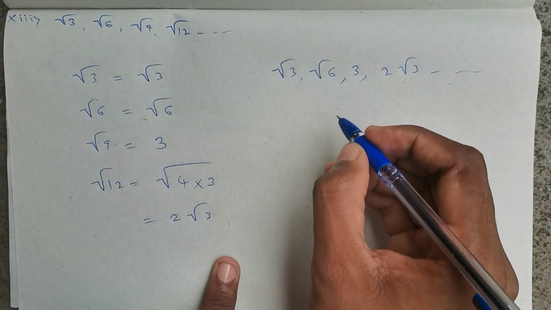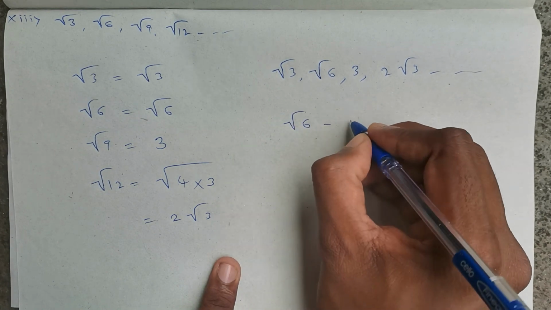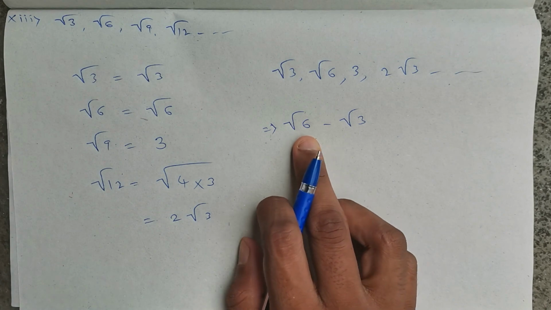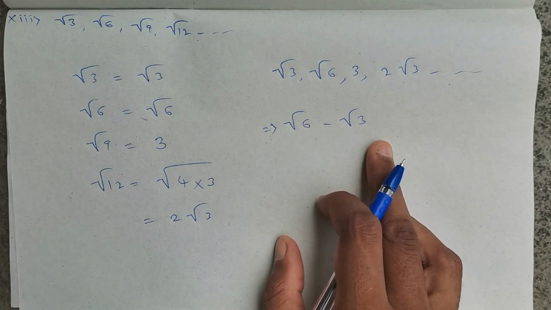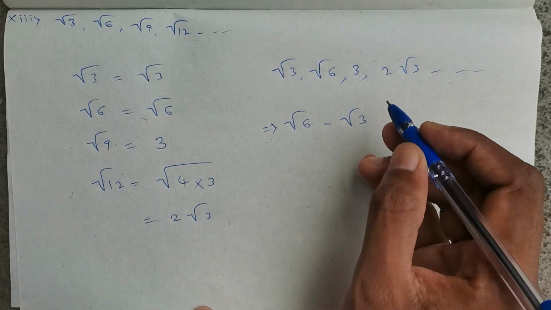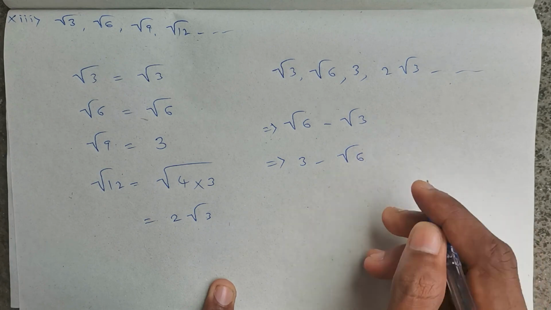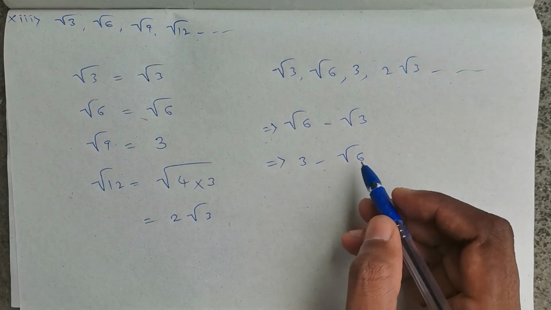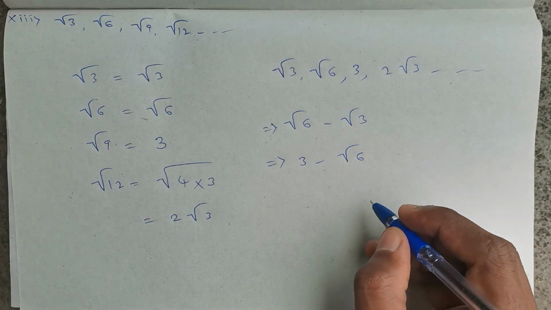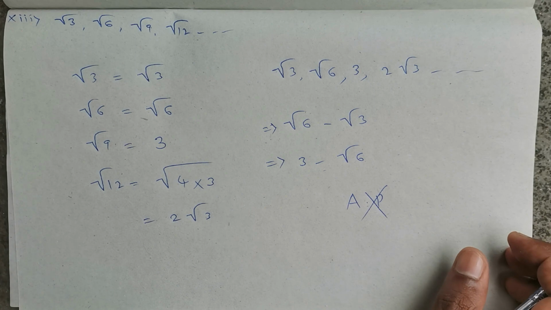Now second term minus first term. Here second term is root 6 minus first term is root 3. Root 6 is an irrational number and root 3 is an irrational number, so we cannot simplify this further. The answer is root 6 minus root 3 only. Next, third term is 3 minus second term is root 6: 3 minus root 6 and root 6 minus root 3. These two values are completely different. So this is not in AP.